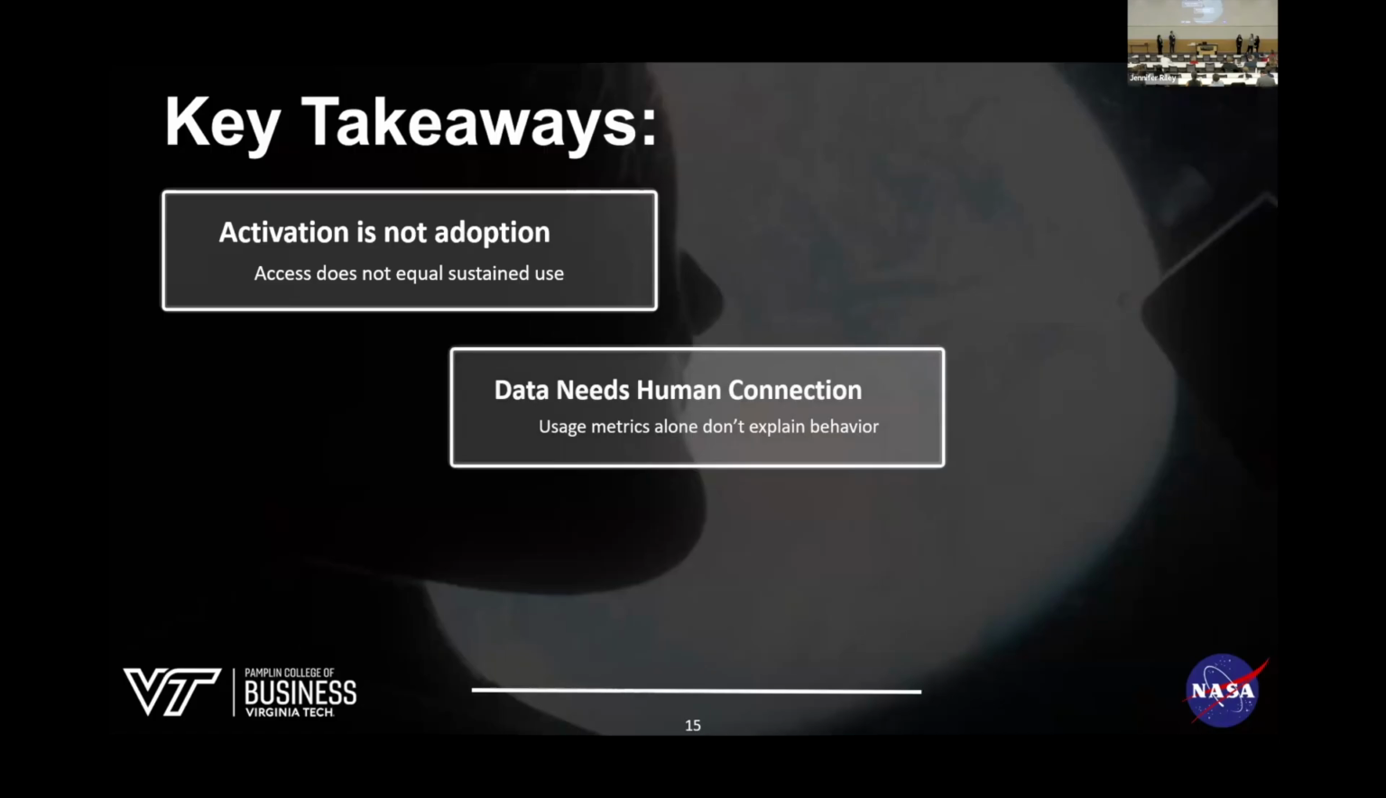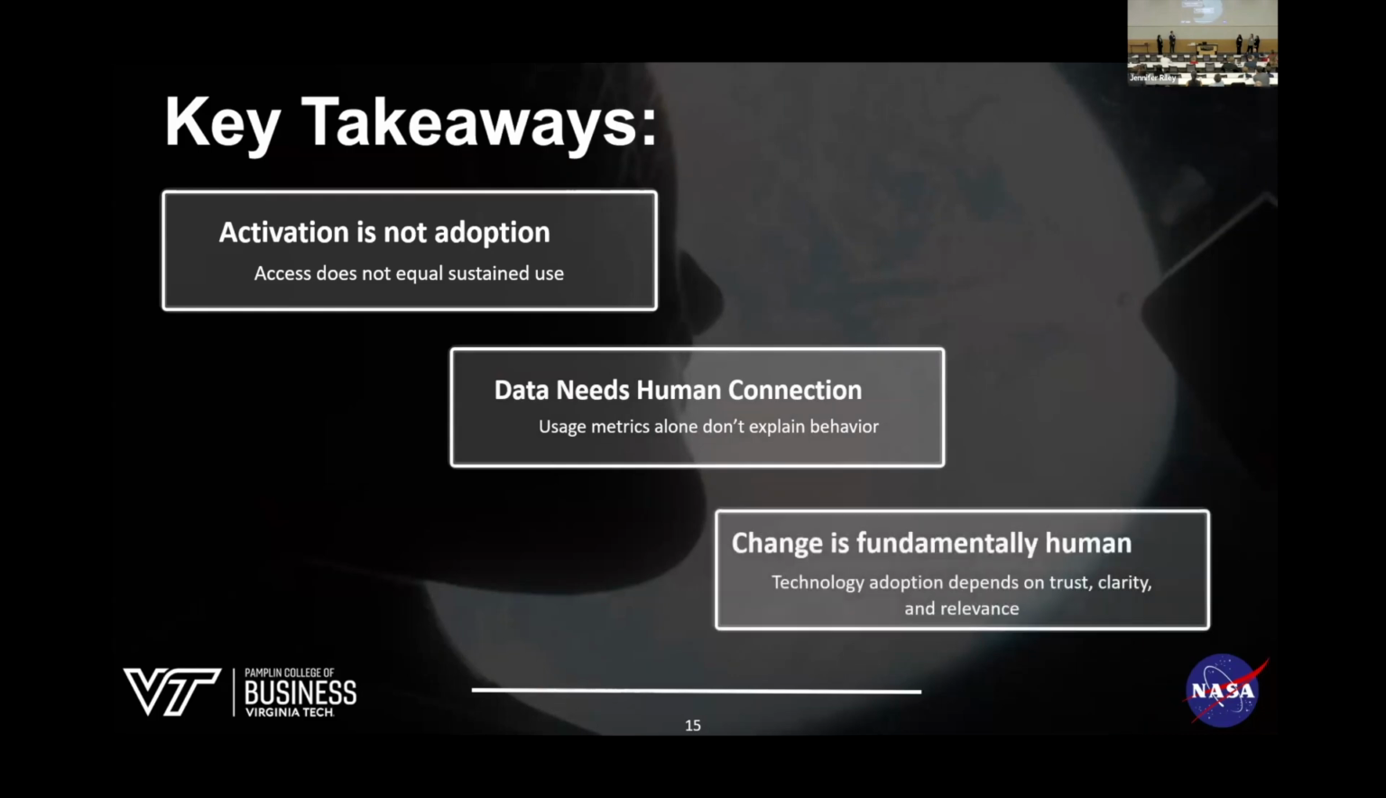This is one of the biggest key takeaways that we had and advice that we have for Cohort 11 is that usage analytics only tell you one part of the story. It's important to sit down with the employees, understand their perspectives and their needs from that data that we're being given. And three, change needs human context. Change is fundamentally human.